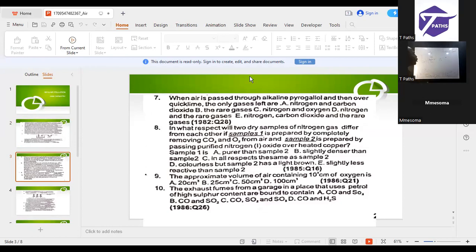We know normally a complete combustion of fuel will give us CO2 and H2O. Incomplete combustion, in case it's not combusting very well, is going to give us CO and H2O. But it now contains a high amount of sulfur content, which will combust to give us SO2. Let's look at the options and see which of them has that. CO, SOx, SO3. CO and SO2. You see how they're tempting us.